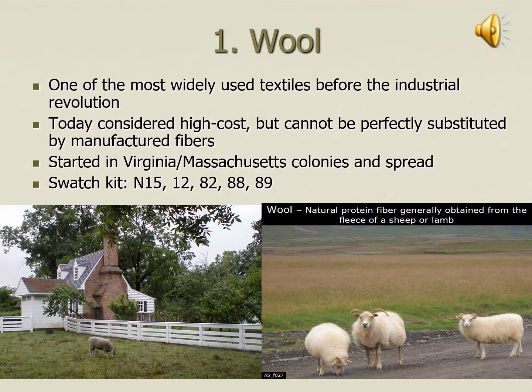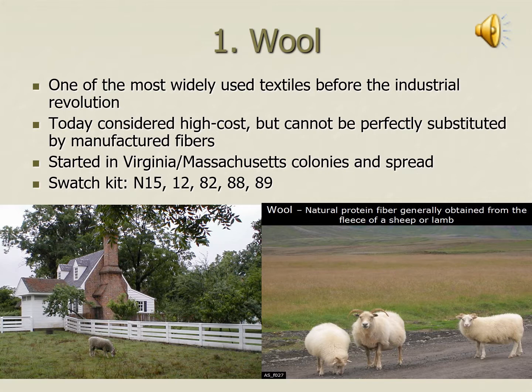But interestingly, it can't really be substituted by manufactured fibers. Those haven't reached the level where they can really copy the properties of wool from a synthetic perspective. So it still kind of retains its own special qualities that can't really be reproduced. So that kind of means there's still a demand for wool. In the U.S., production of wool started in the Virginia and Massachusetts colonies and spread from there.